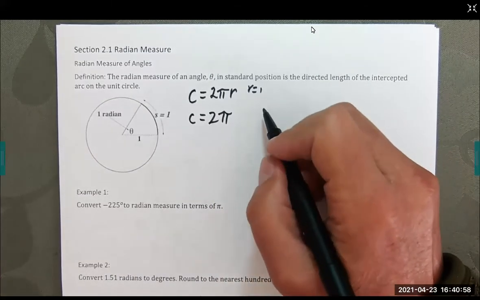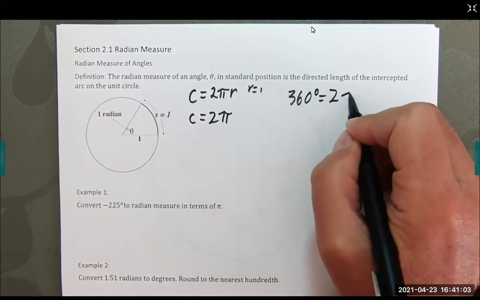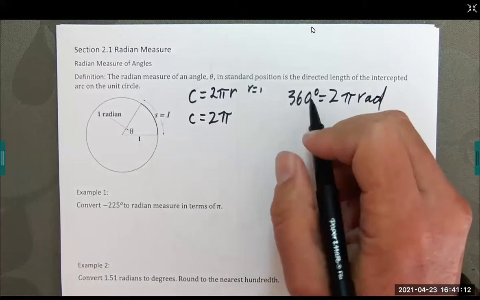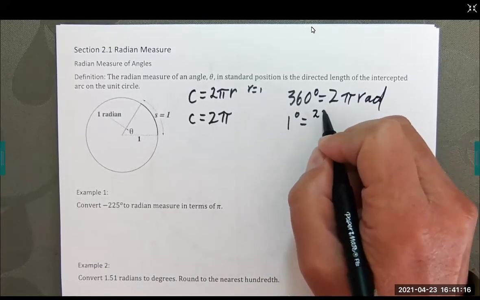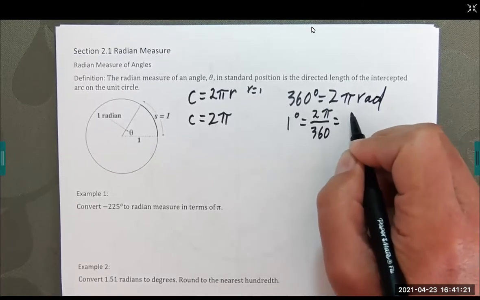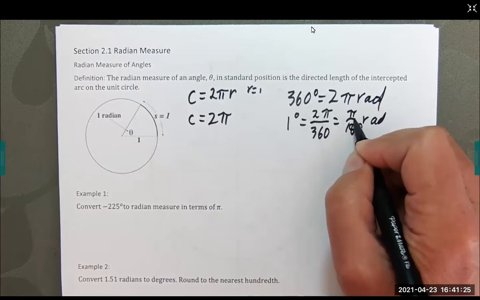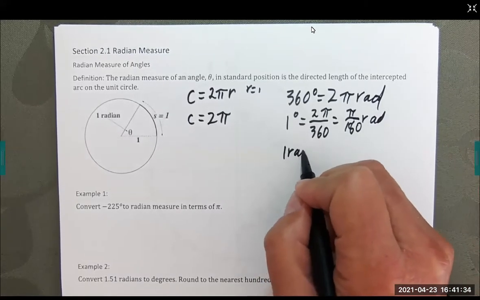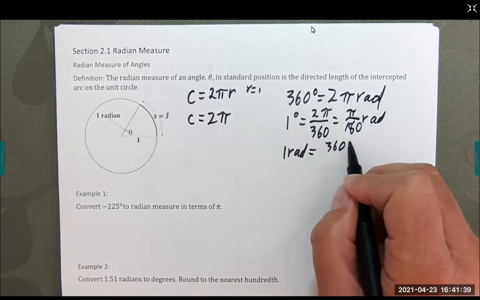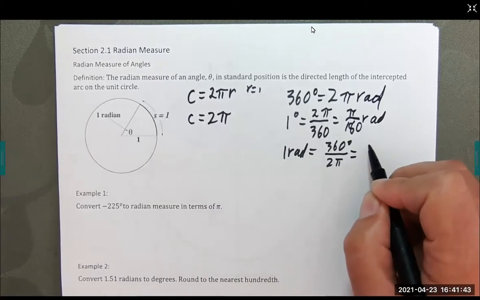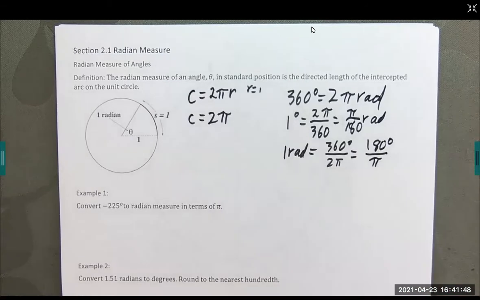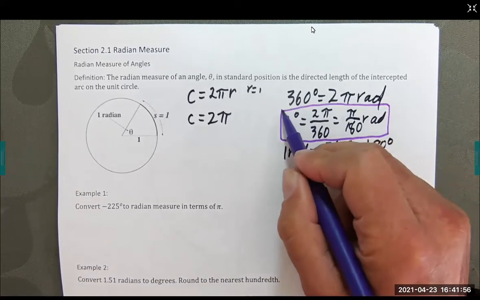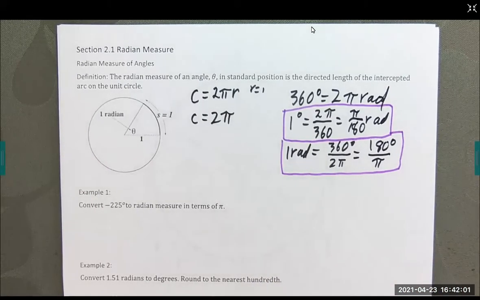This means that in 360 degrees, there are 2 pi radians. So here's our conversion factor from degrees to radians. And if I divide both sides by 360, I get that 1 degree is 2 pi over 360, or pi over 180 radians. That's going to be our conversion factor, pi over 180. The other way is if I divide both sides by 2 pi, then I get that 1 radian is 360 degrees over 2 pi, which of course reduces to 180 degrees over pi. So here are our conversion factors that we will be using when we're going back and forth between degrees and radians.